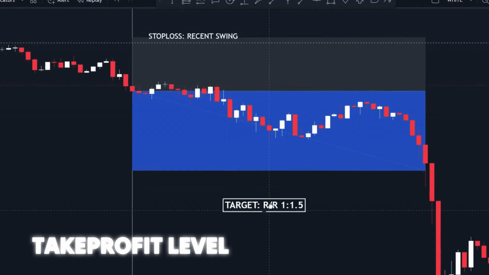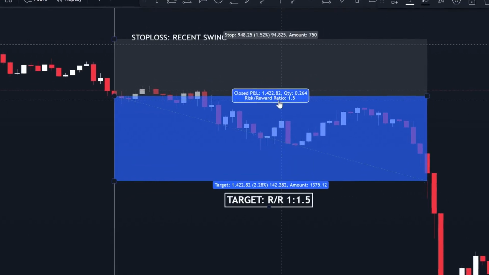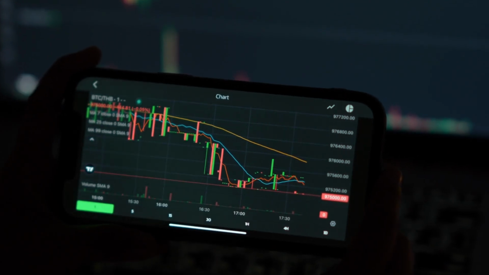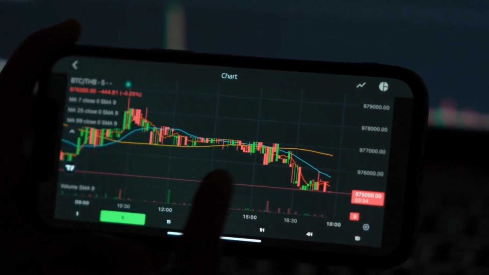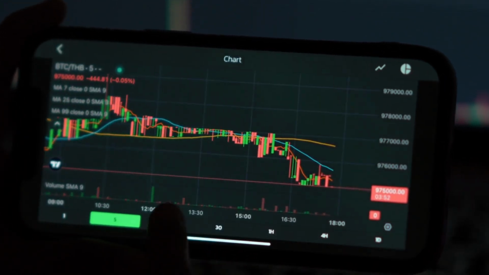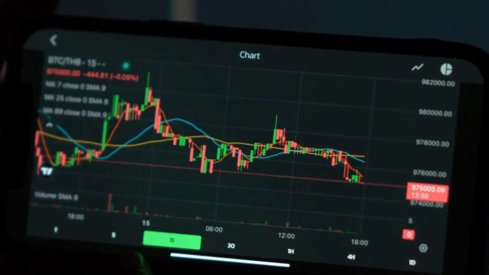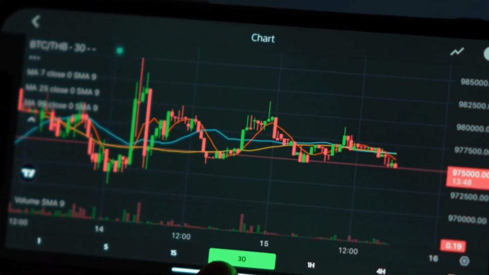Just remember that no strategy is perfect, and it's always important to adapt your trading plan to your own risk tolerance and market conditions. With that said, the simple combination of the TTF and MACD can be an effective way to identify potential opportunities.